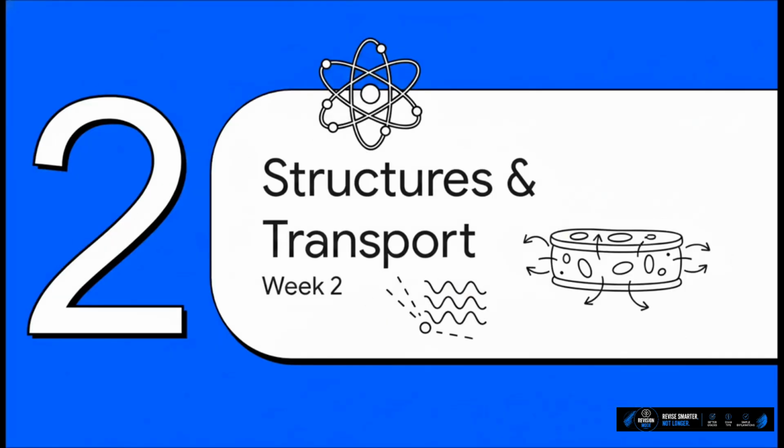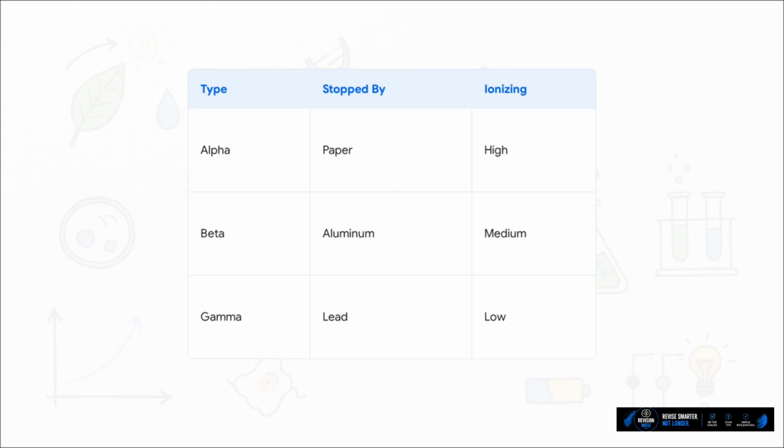Recap? Amazing job on week 1. You've just smashed through massive chunks of core science. Let's keep that exact same momentum rolling as we dive right into week 2, which is all about atomic structures, radiation, and cellular transport. So let's get straight into nuclear physics.